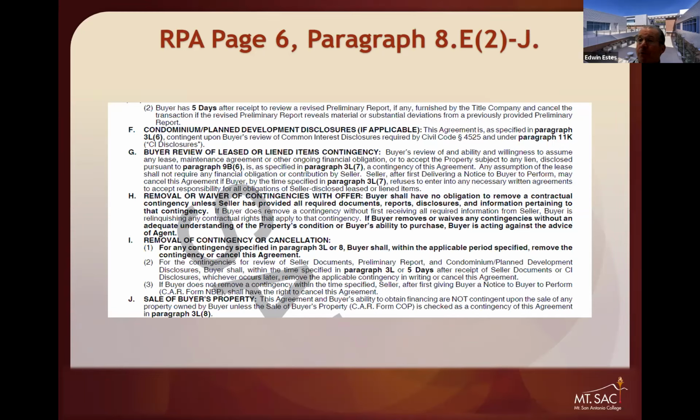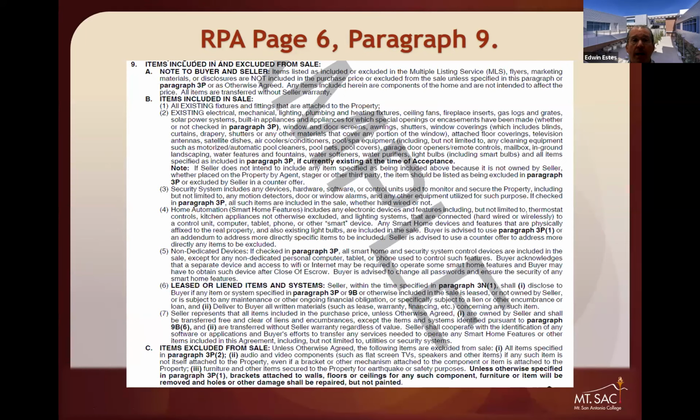So again, you need to be truthful in your offer to the seller. If you're not, that could be viewed as a misrepresentation and that could be actionable. All right, so moving on, paragraph 9, these are items included and excluded.